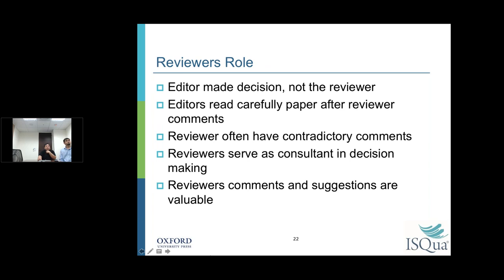So the reviewers provide comments and recommendation for the paper to get accepted, rejected, or revision. But the editor will make the final decision. And the editors will look at the reviewers' comments.